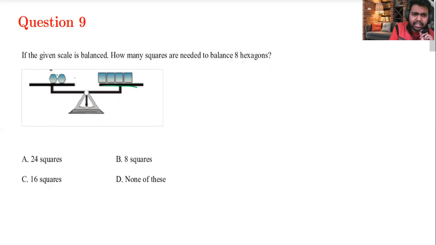How can I make this 2 as 8? I'm just going to multiply by 4. And if I multiply by 4 on this side, I have to maintain the balance, so I need to multiply this side also. Therefore here I have 2 into 4, that would be 8. And here I have 4 squares. 4 times 4 would be 16, and that is my answer. So 16 squares are needed.